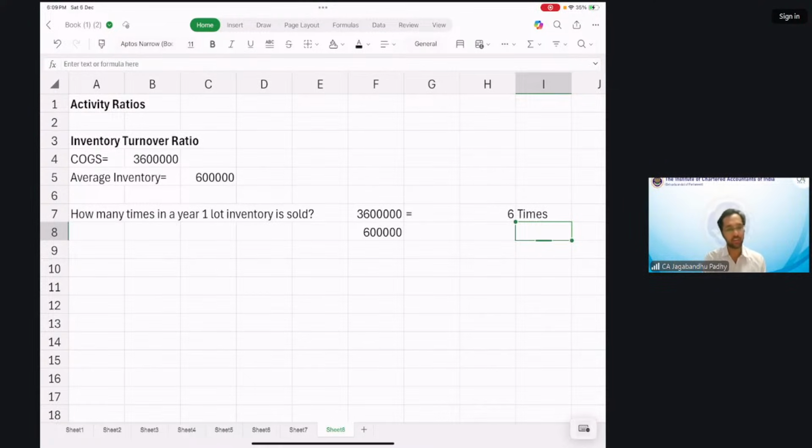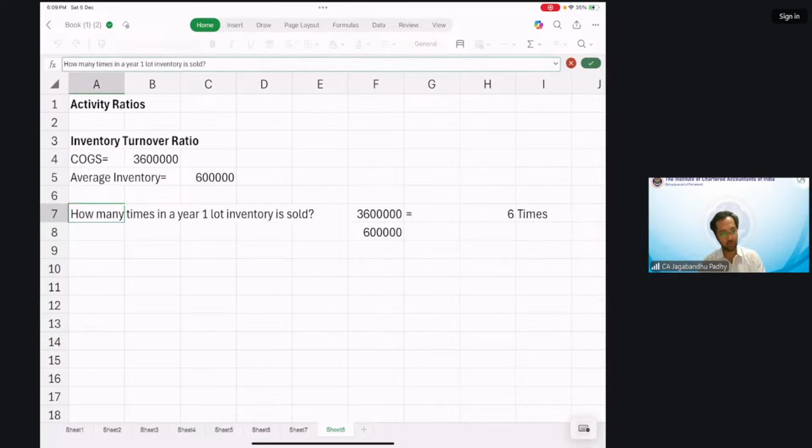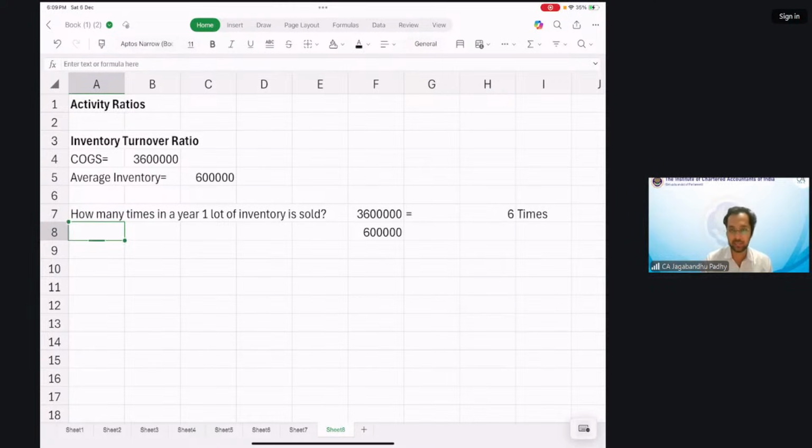So how many times in a year is one lot of inventory sold? We are selling 6 times, right? Correct. So this 6 times is exactly what we call the inventory turnover ratio. How many times is your inventory getting turned over? That is what we are discussing, right? How many times in a year was the inventory turned over? That was 6 times. And that's exactly called the inventory turnover ratio.